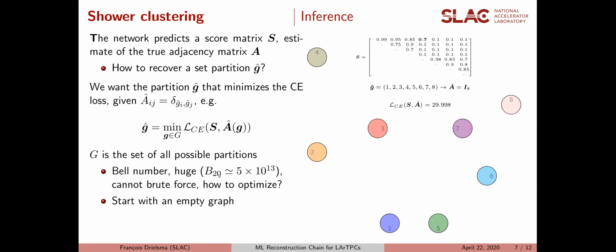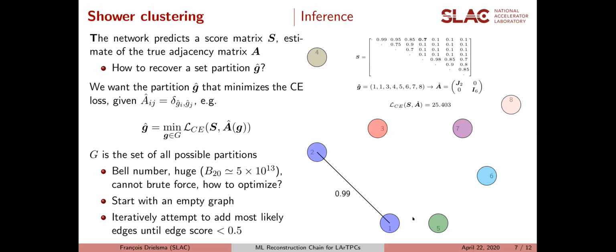The problem with this is that, of course, there are a lot of different possibilities for partitioning a set. If you only have 20 fragments in the image, which is actually pretty low, you already have 10 to the 13 possible partitions of the set. So you cannot brute force and attempt to produce every possible partition and connect every possible node together. And so the way that we do it instead is that we start with an empty graph. So we have every fragment being its own group, and we compute the cross entropy loss for this. So here the cross entropy loss will be bad, for instance, because 1 and 2 should be connected.